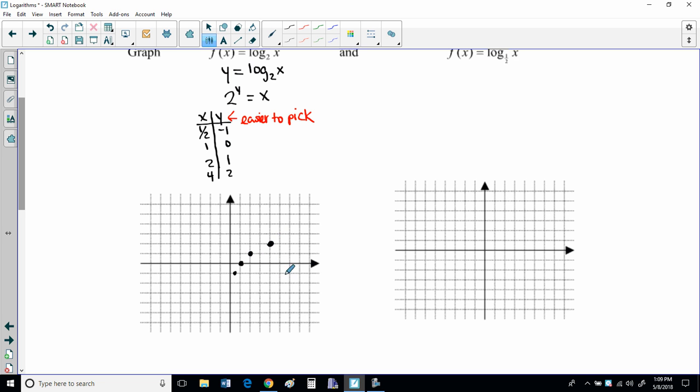So this must be the vertical asymptote here. And remember, we get close to the vertical asymptote, but never touch it.